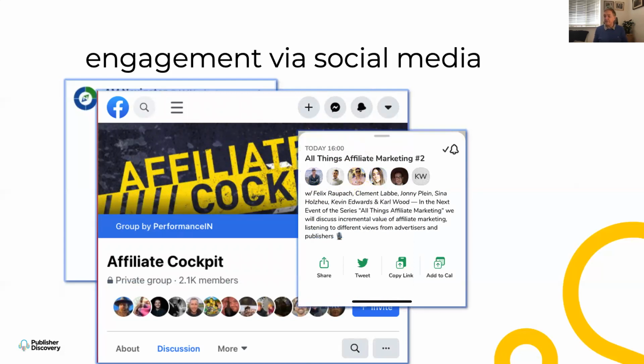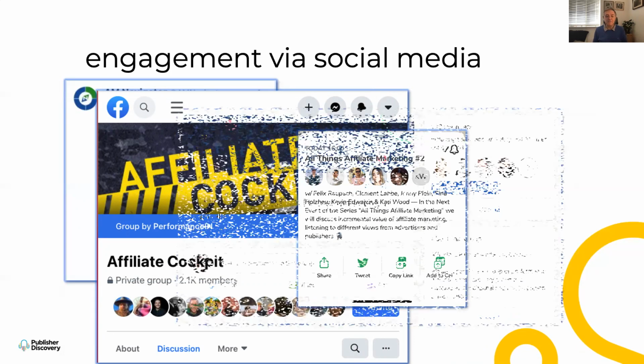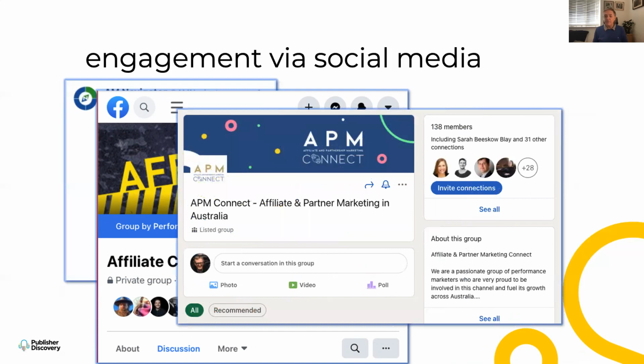Some of them, things like this Clubhouse one I was on last week, and you can see Sina Holzio was talking, Kevin Edwards, and a few others. Quite an interesting little session, very useful, worth listening to. Talk there about APM Connect. So yeah, there's the Australian outfit, and not a massive group, but there's 138 members in terms of the Australian market. That's quite a significant number.